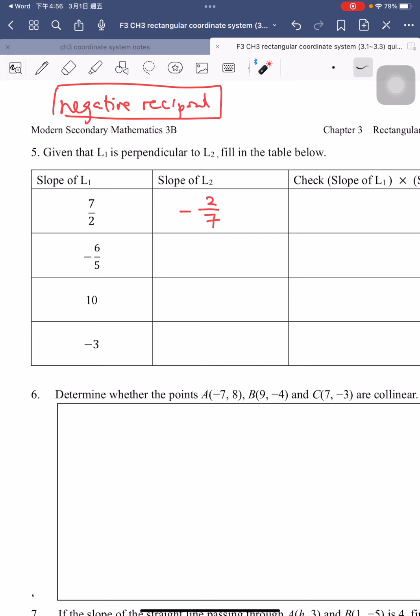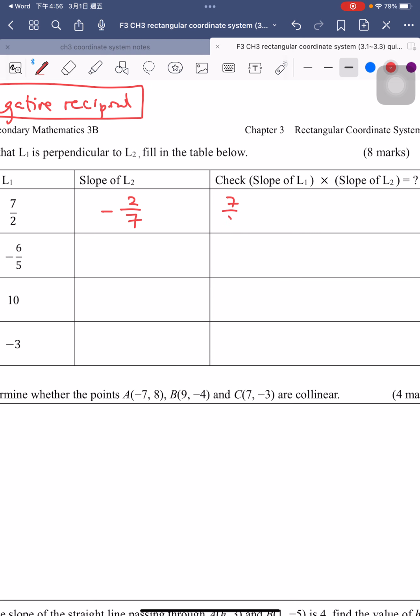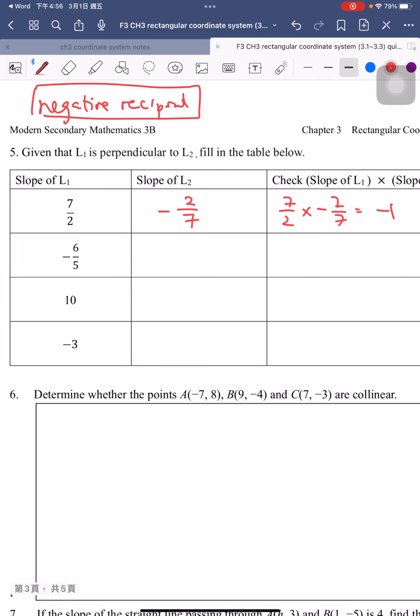As we know that if L1 is perpendicular to L2, then these two slopes times together is going to give a negative 1, isn't it? So we can double check it. So 7 over 2 times the negative 2 over 7. So the 2 and 2 are gone. The 7 and 7 are gone. So we have just equal to negative 1. So it's actually correct.